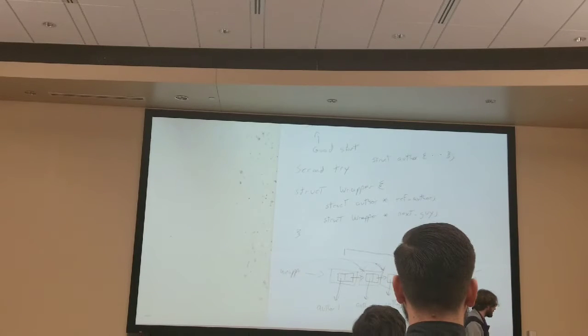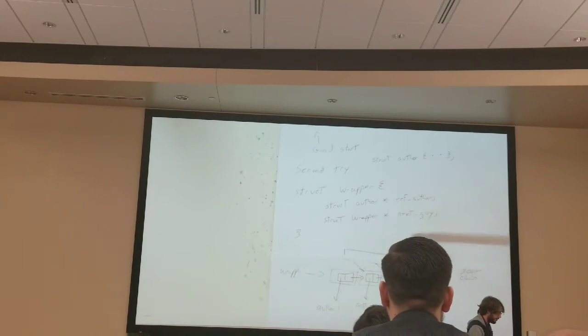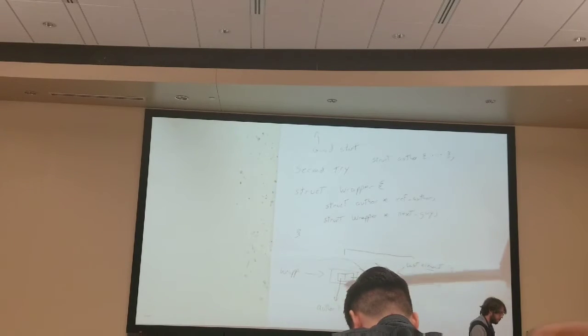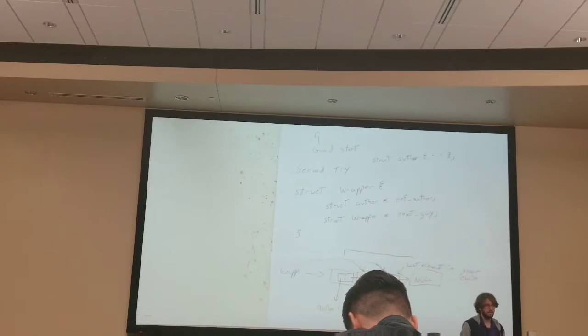So each one of these wrappers has two values. Both of them are pointers. Each one of these wrappers has two things inside the box, and they're both pointers. One is pointing to an author, and the other one is pointing to another wrapper.